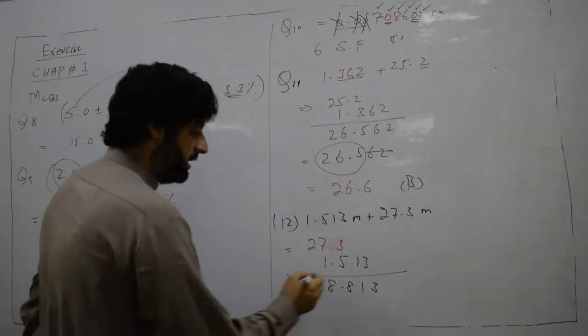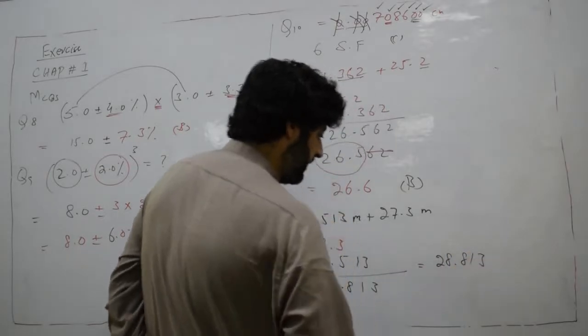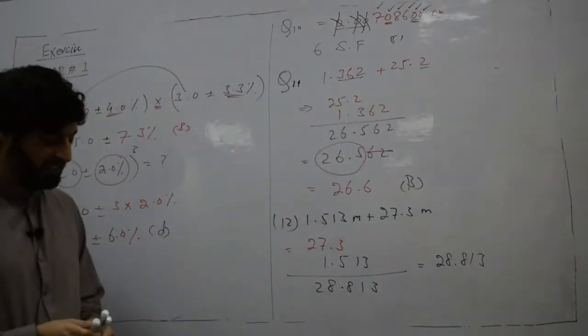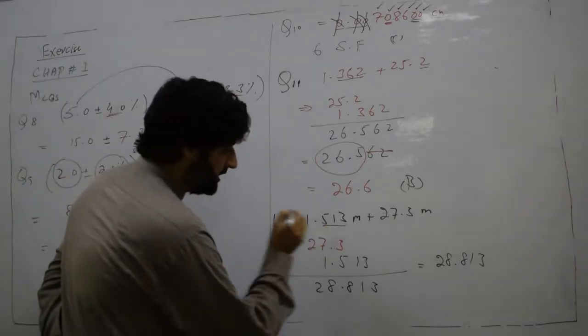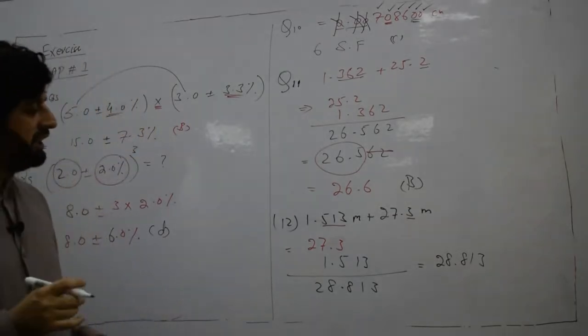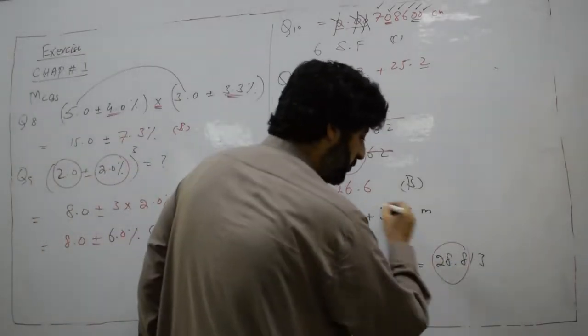The answer is 28.813. That is the answer. Now look at the decimal digits. Here we have 3 decimal digits, and here we have 1 decimal digit. So it means that the answer should consist of 1 decimal digit.